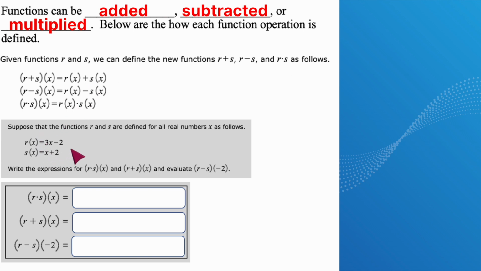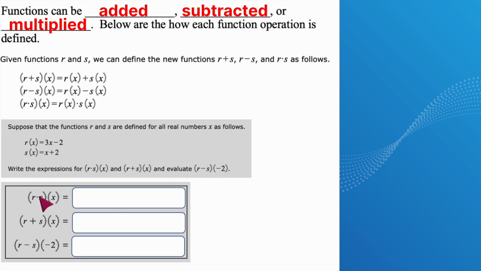Down here, they're going to give us the two functions. Suppose that the functions r and s are defined for all real numbers x as follows: r of x equals 3x minus 2, and s of x equals x plus 2. Write the expression for r times s of x, and r plus s of x, and evaluate r minus s of negative 2. Now they're telling us what x is in this last one. For the first two, it's just of x, so we're using a variable, but in the last one, we're going to use an actual number for x.